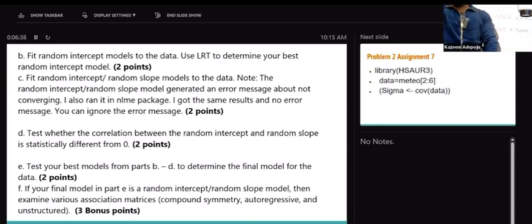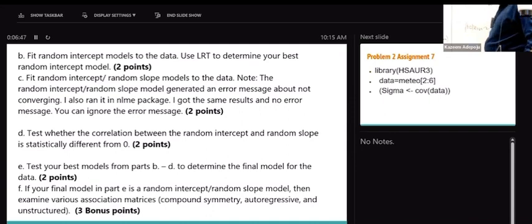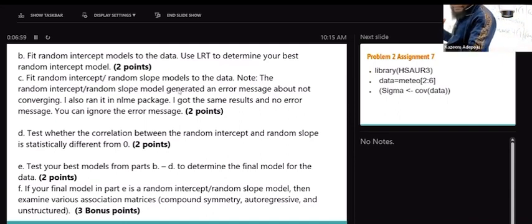If you take a look at that B, fit random intercept models. That's plural: 2, this guy and this guy. I believe those of you online can see what I'm writing on the board, right? Can somebody confirm, if you're online, that you're seeing what I'm writing on the board? Okay, thank you for confirming that.